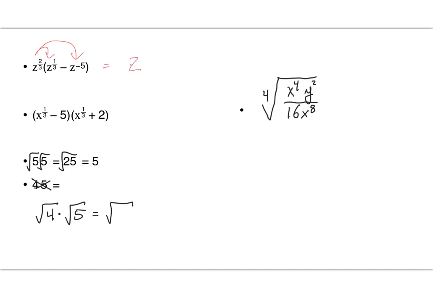Rewrite it as Z to the 2/3 times Z to the 1/3, minus, because it's in between there, Z to the 2/3 again, times the second term, Z to the negative 1/5.